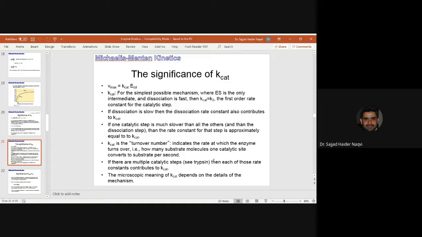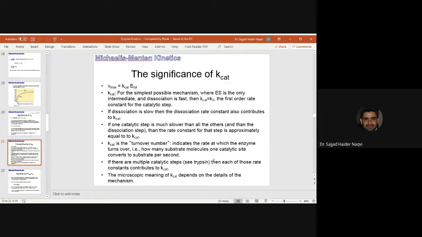So in case of the simplest possible mechanism, where enzyme substrate is the only intermediate and dissociation is fast, in that case the Kcat is equal to K2. That means as soon as the enzyme substrate is formed, it's quickly dissociated into product. So the first order rate constant for the catalytic step, Kcat, is equal to K2.